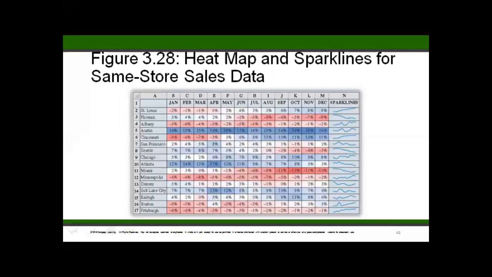A sales manager could use the heat map in Figure 3.28 to identify stores that may require intervention and stores that may be used as models. To avoid problems with interpreting differences in color, we can add the spark lines in column N.